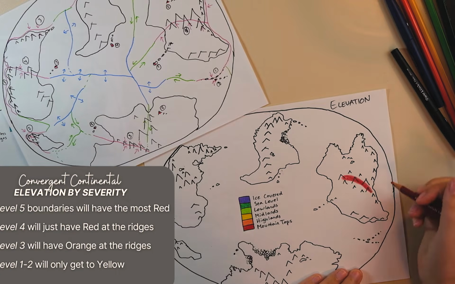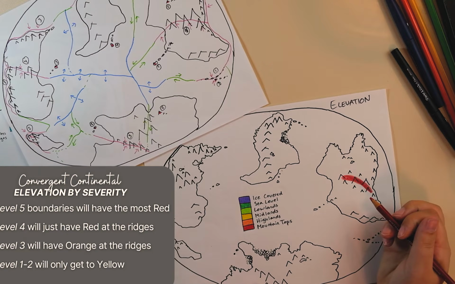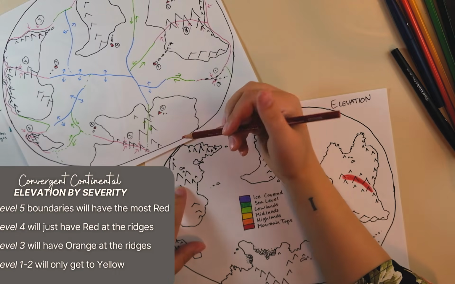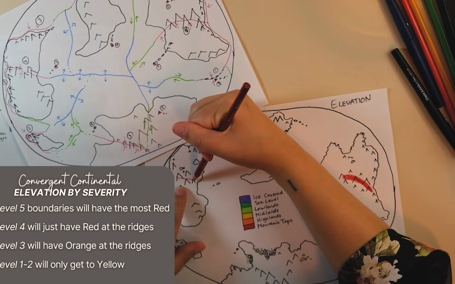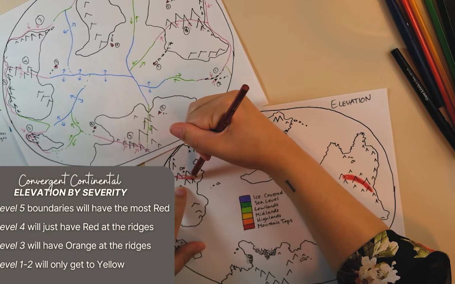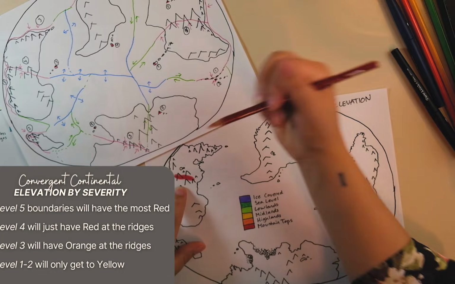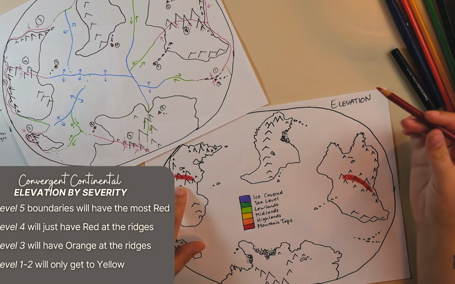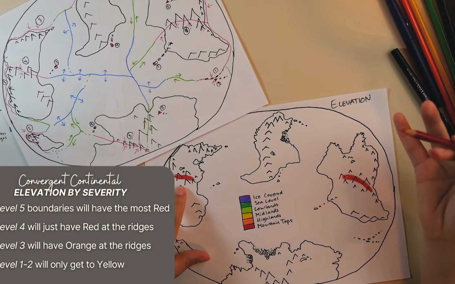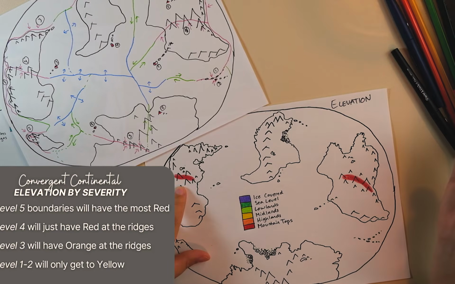So we'll have that. Down here, this one's a 4.2, sort of the same thing, so right along in here. Level 3 will just have dark orange at the ridges. Level 1 to 2 will only get to orange. So I think that's all the red we're going to have there.